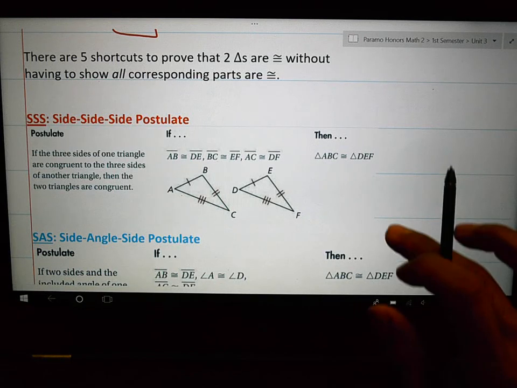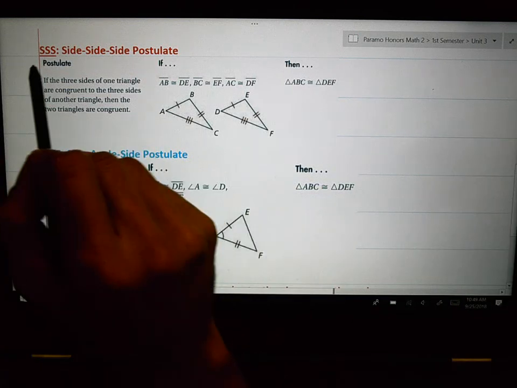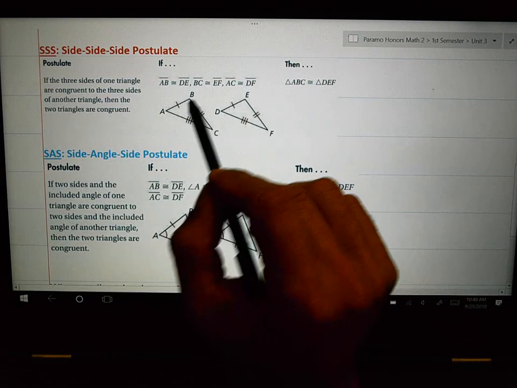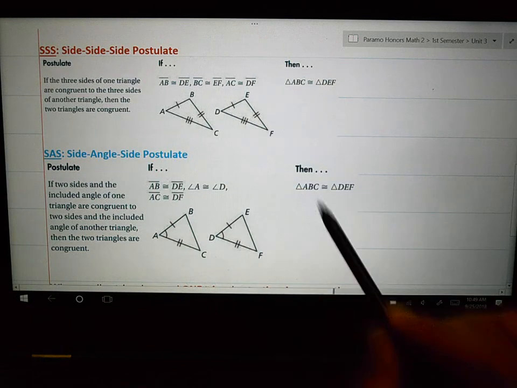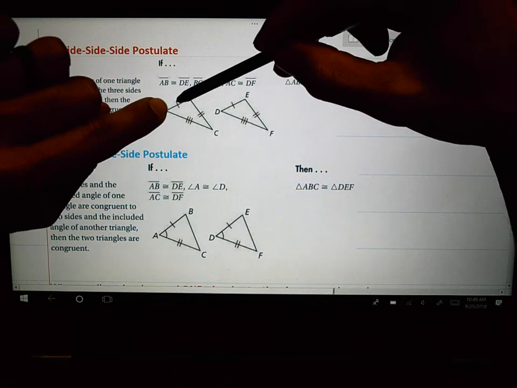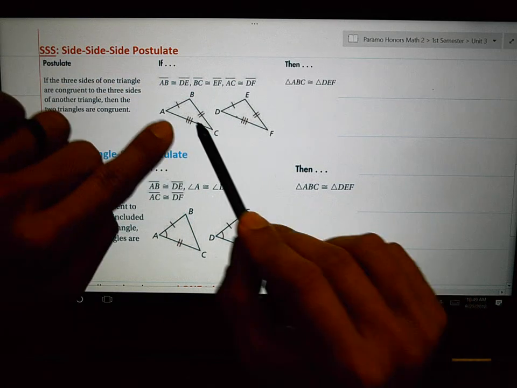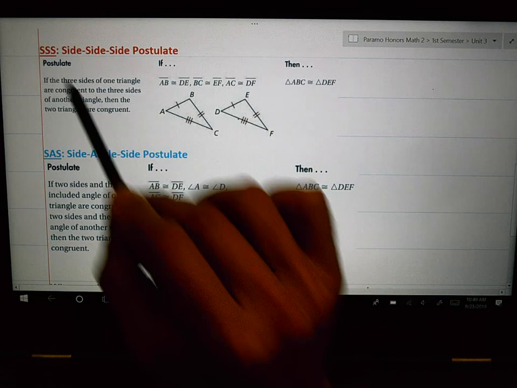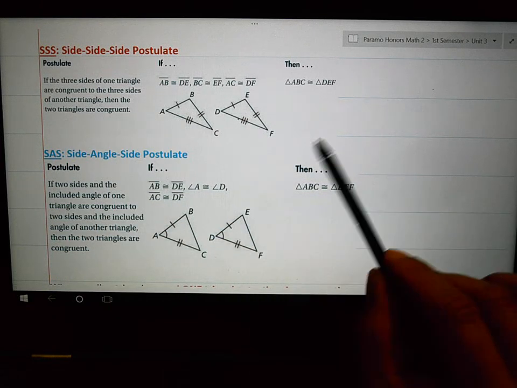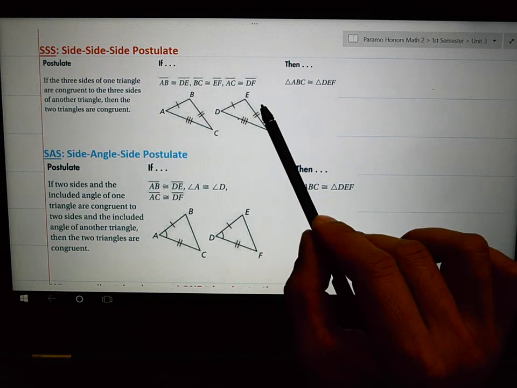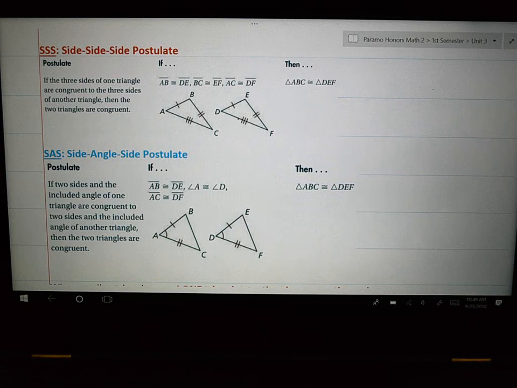Meaning this: if I have a minimum amount of information, if I have that three sides in one triangle are congruent to three sides in another triangle, meaning this is the same distance as this, the doubles are congruent to each other, the triples are congruent to each other, then this triangle is congruent to that triangle. It means that all its angles are going to be congruent to each other, even if you don't know what the angle measurements are.